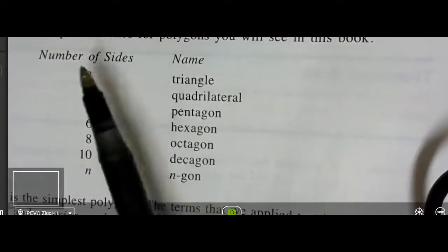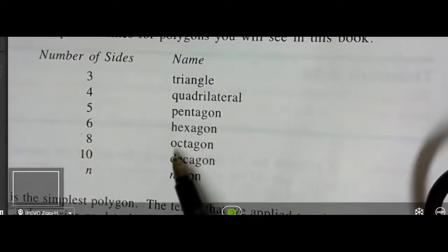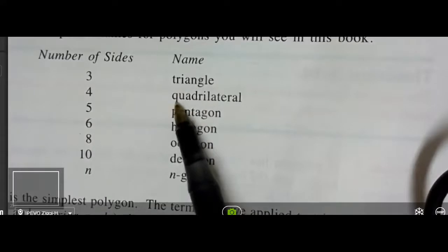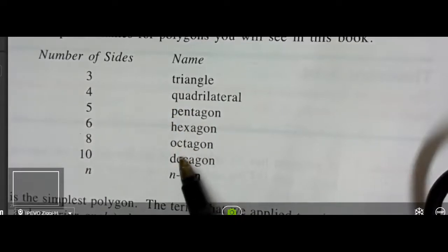There's this song here, the polygons. Tri, quad, penta, hexagon, hepta, octa, nonagon, decagon. Sing along, here the polygons. Tri, quad, penta, hexagon, hepta, octa, nonagon, decagon.